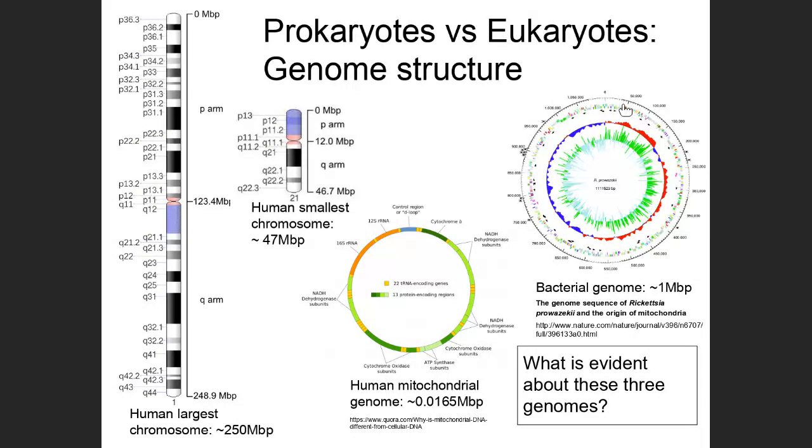So those are the two differences you could tell from looking at them: eukaryotic is linear and prokaryotic is circular, and the size of the genome.